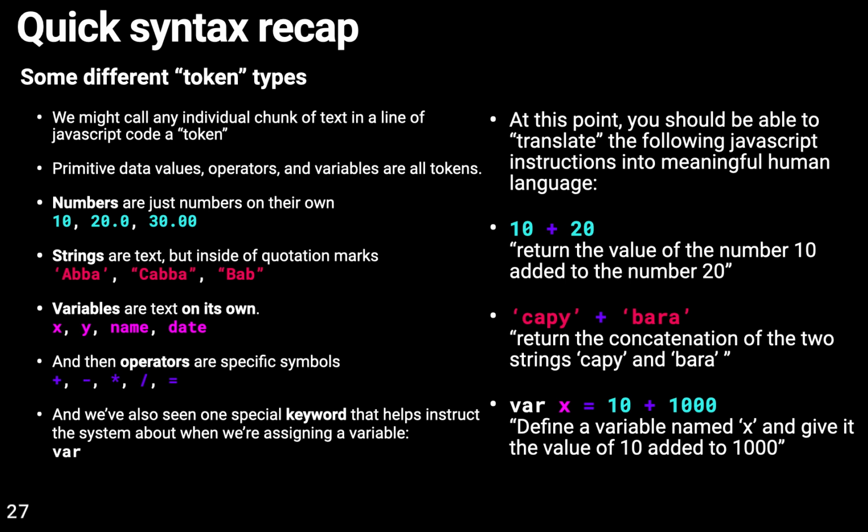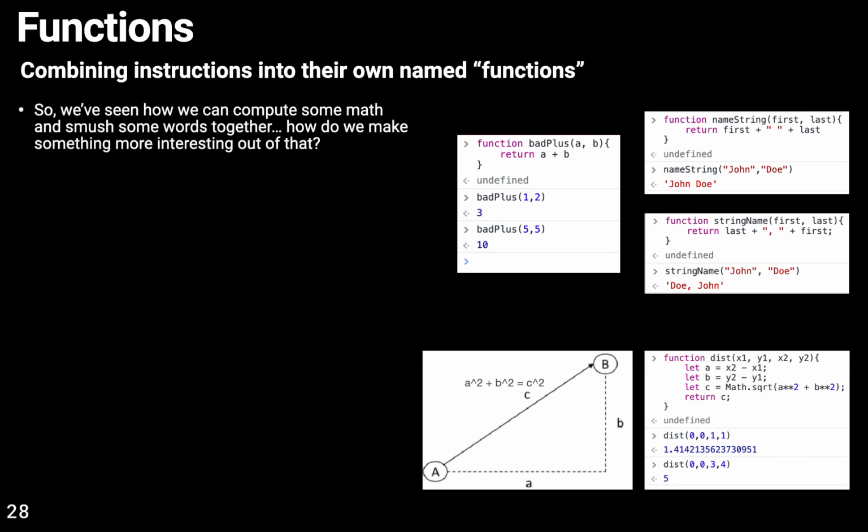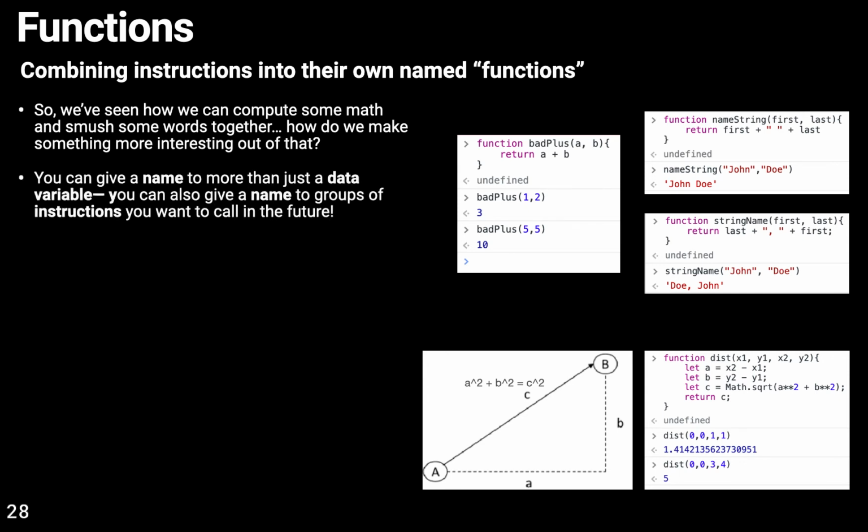Now, let's move into functions. Combining instructions into their own named functions. Similar to what we just did with putting data into named variables, we can put whole lines of code into named functions. So yeah, we can compute some math and smush words together. Cool. How do we do something more interesting with that? You can give a name to more than just data. As I said, you can also give a name to groups of instructions you want to call later.